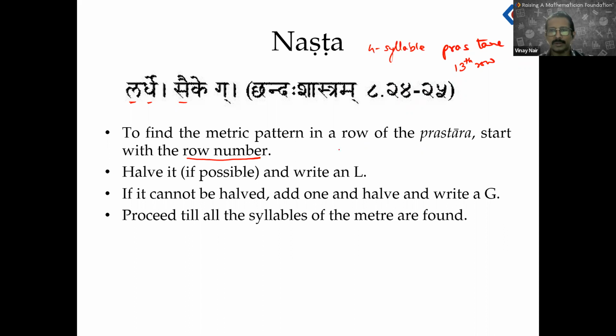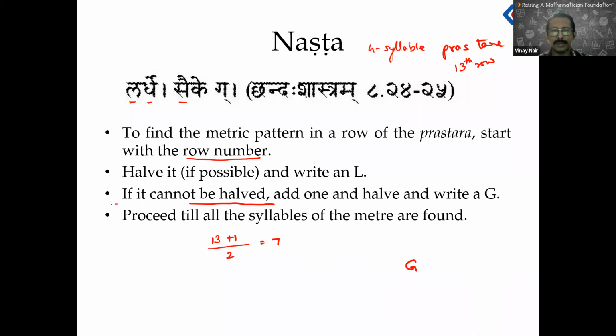So we want to find the 13th row. This is what we need to do. Half it if possible. That is, half 13 if possible. Now 13 cannot be halved, as you will get a remainder. So if it cannot be halved, add 1 and half it and write G. So we take 13, it cannot be halved, you add 1 and half it. So we get 7. So when you are doing this, write a G.